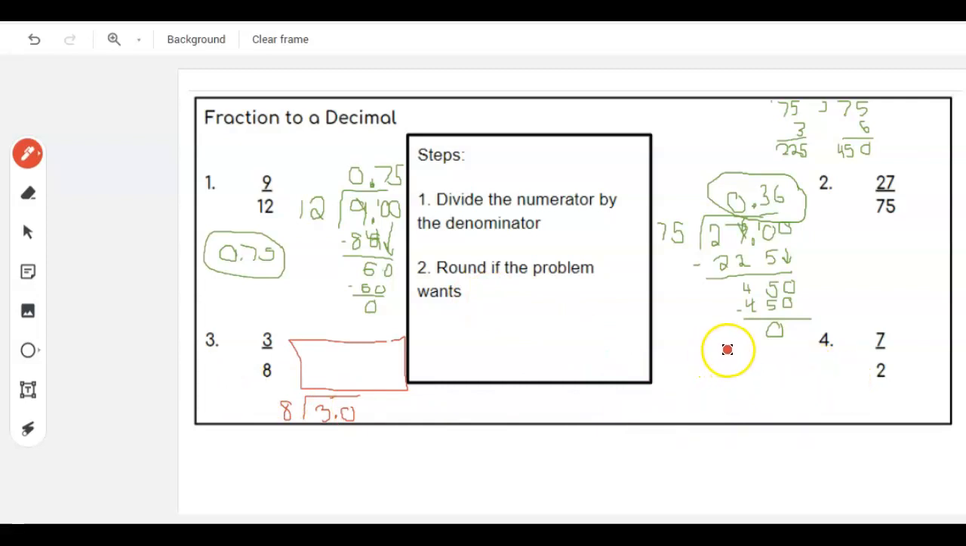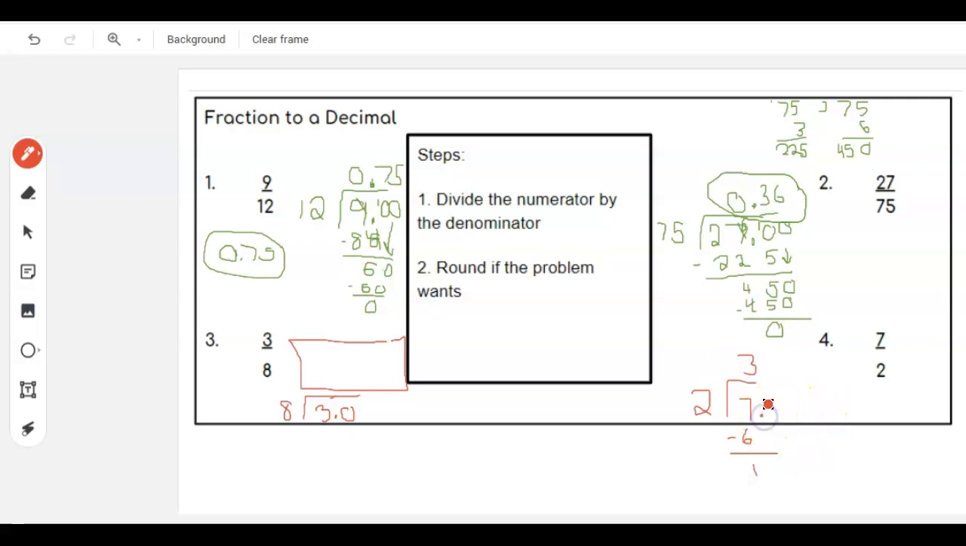4. Okay, I will do this one. 7 is on top, so it goes inside, just like we talked about earlier, that first thing we did in the unit. All right? 2 can go into 7 3 times, because it can't actually go into 7 this time. So 6 minus, I got a 1. But Miss West said I can't write remainder 1.